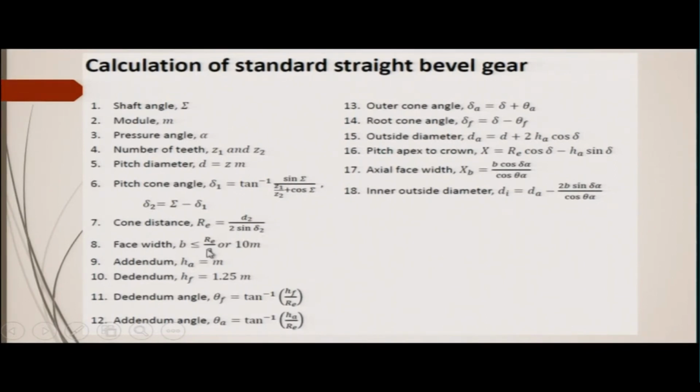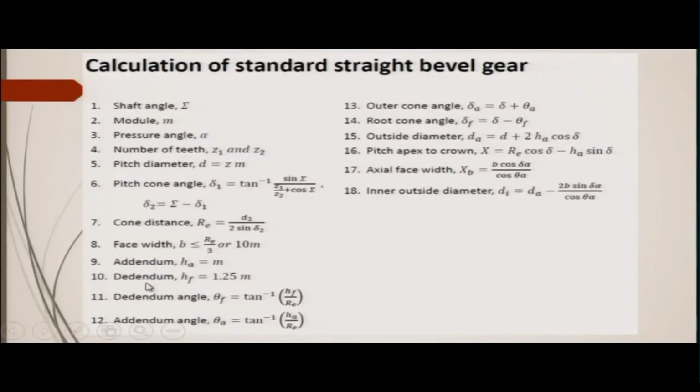Face width is Re divided by 3, or normally it is taken as 10 times the module. Re is the cone distance, so either one third of the cone distance is the face width, or it is 10 times the module. So, why is it 10 times the module? This is taken from the design and manufacturing point of view, in the sense of how these gears work. If the module is such, then the width has to be at least 10 times the module. That is the concept.